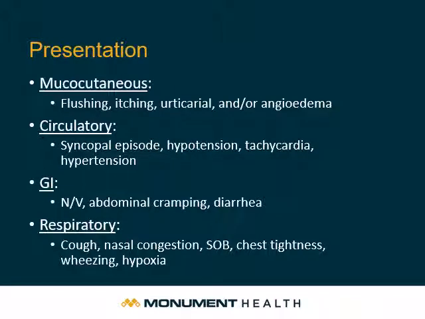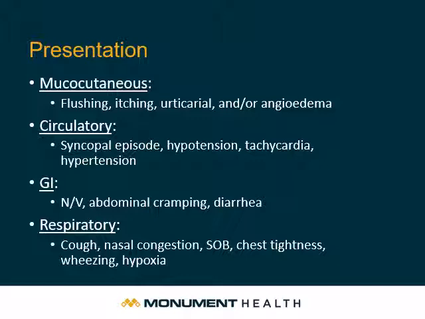So we're thinking about a patient, they've had a reaction. How do we know? What are they going to present like? Four things that you can think about are mucocutaneous, circulatory, GI, and respiratory. Mucocutaneous: someone's going to be flushing, itching, and possibly have some angioedema. Circulatory signs and symptoms could be syncopal episodes, hypotension, tachycardia, hypertension. And then GI symptoms: again, abdominal cramping, diarrhea, nausea, vomiting.